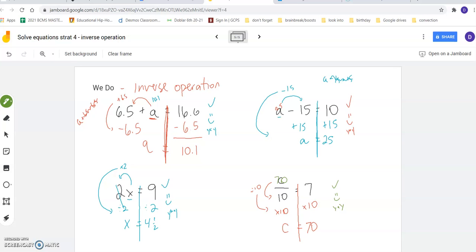So that's the inverse operation strategy. It's a biggie. It's important. As equations get more complicated, this is going to be the one you can count on the most, so it's going to be important that you really work on it and do a good job.